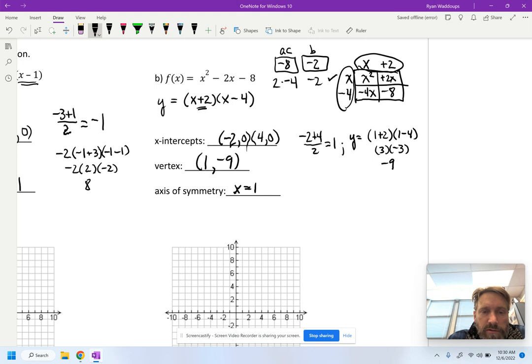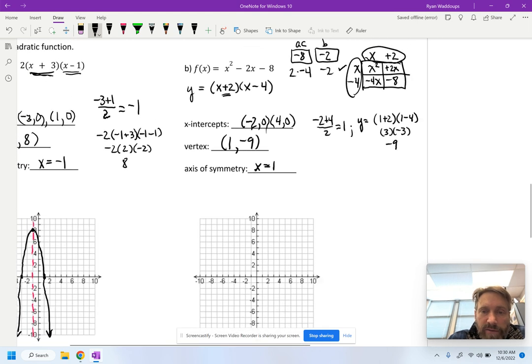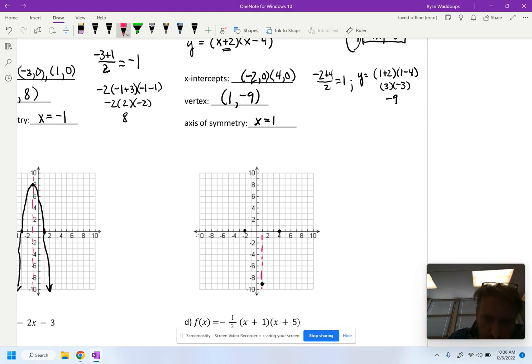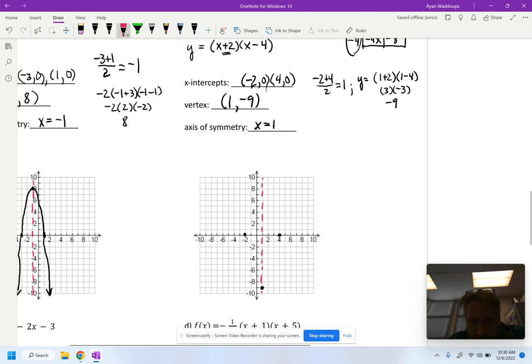And so then I go to my graph here, and I graph 1 comma negative 9. Oh, I skipped a step where I graph the x-intercept. Let's do that now. Negative 2, 0 is right here, and 4, 0 is right over here, and the vertex is at 1 comma negative 9 down here, and my axis of symmetry goes right down the center of those two.